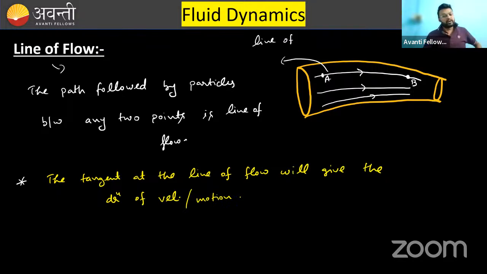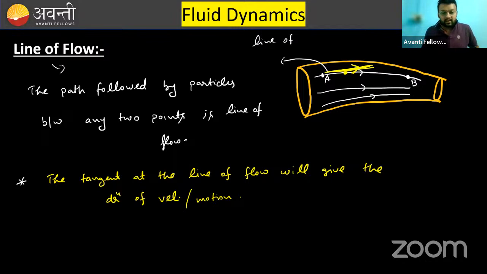Again, this is a very important thing. Listen to me very carefully again. At this point, if I draw a tangent, this is not the proper tangent, then this tangent will give the direction of flow at that point. Clear? And one thing that I have already told you, that all the particles on this path will have the same direction.